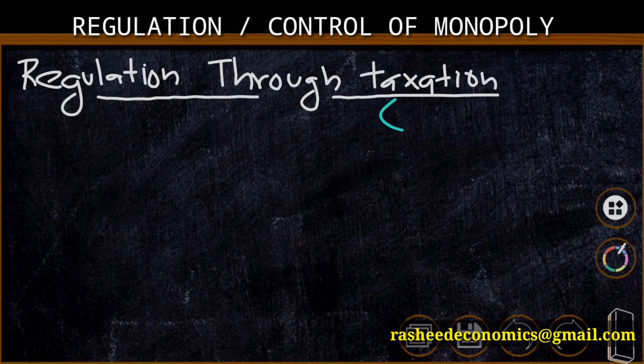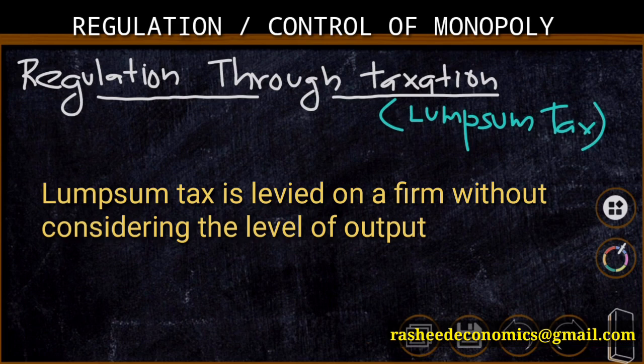Now we are moving to analyze the case of lump sum tax, the effect of lump sum tax on the equilibrium condition of monopoly. We know that lump sum tax is a tax levied without considering the level of output. A particular amount is levied upon a firm.